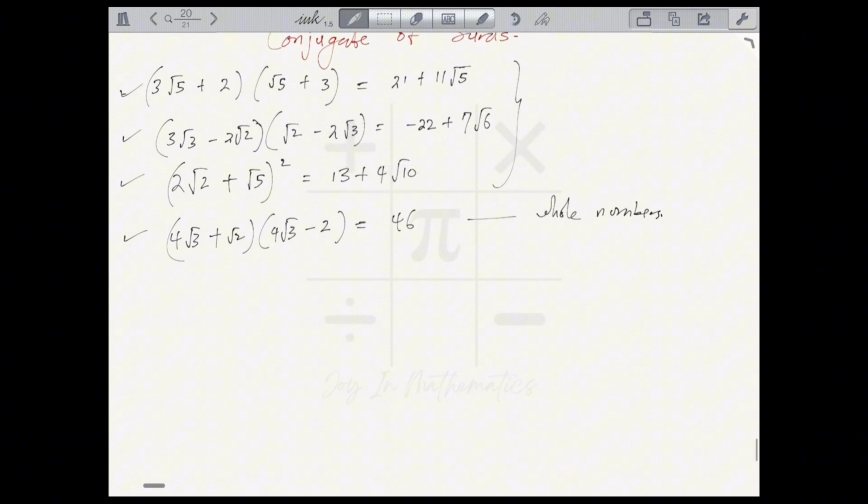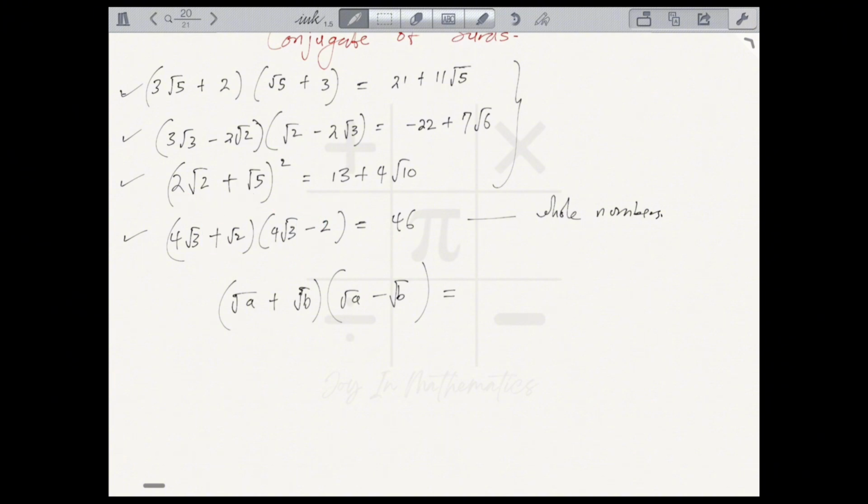conjugates of surds. So let's take, for instance, root a plus root b being multiplied by root a minus root b. Now we are saying that root a plus root b is the conjugate of root a minus root b. Okay, let me come again. Root a plus root b is the conjugate for root a minus root b. The only difference is the addition sign and the subtraction sign here.